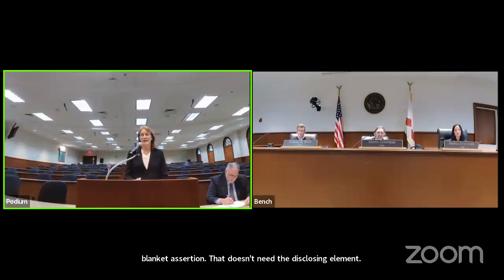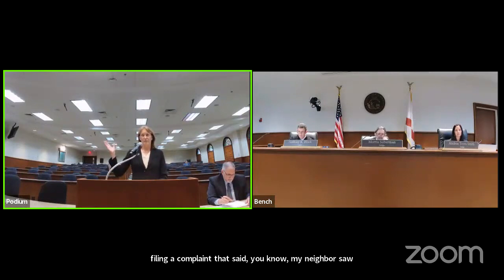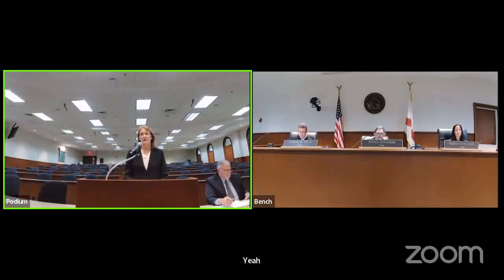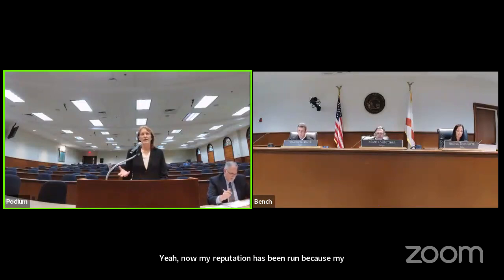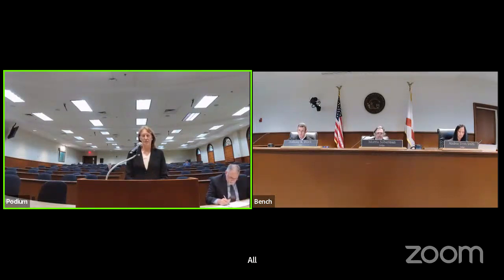Yes, I would argue that that does not meet the disclosure element, partly because this is an assignment of a claim, so we don't have the actual debtor filing a complaint saying, my neighbor saw this, and now my reputation has been ruined because my neighbor saw this. So we don't know. There's no sufficiently specific allegation of a fact that would indicate this was disclosed to a third person, to someone other than the debtor or a family member that had reason to know.